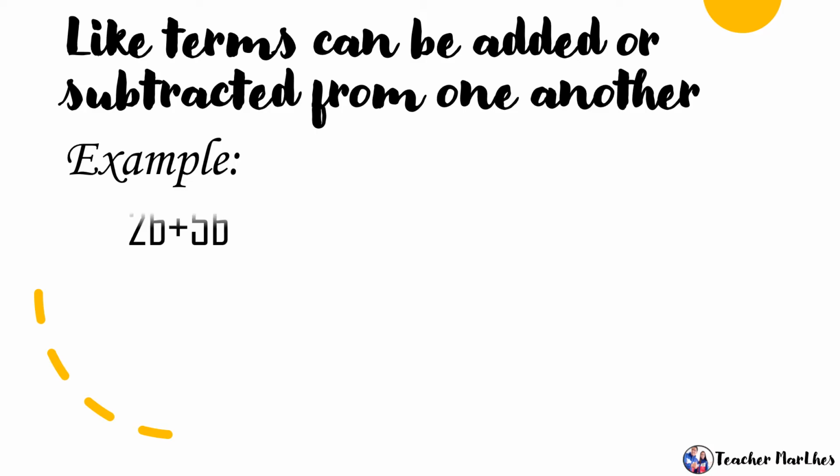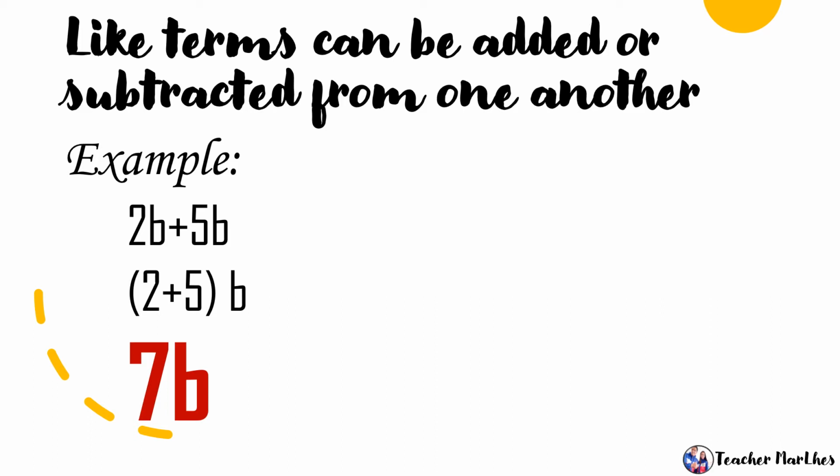Let's have an example. 2b plus 5b. 2b and 5b are like terms since the variable is the same. So we can add the coefficients 2 and 5. So the quantity of 2 plus 5, then b. So the total is 7b.